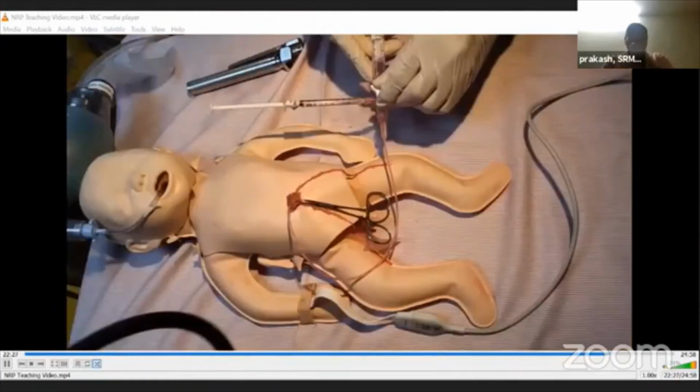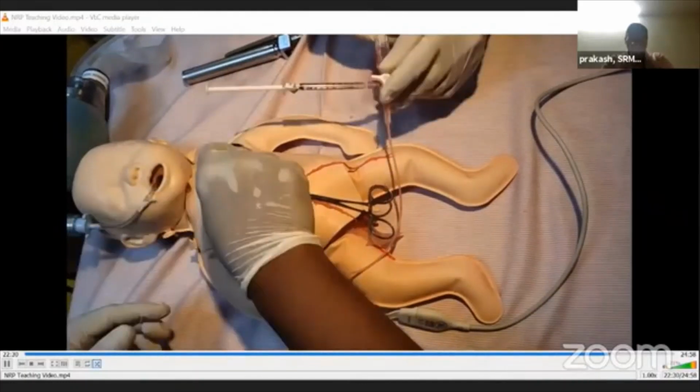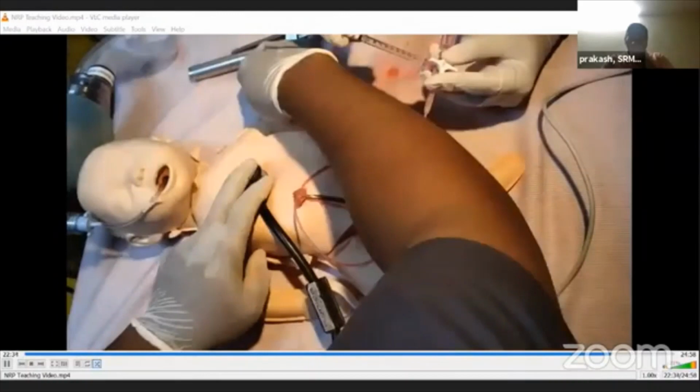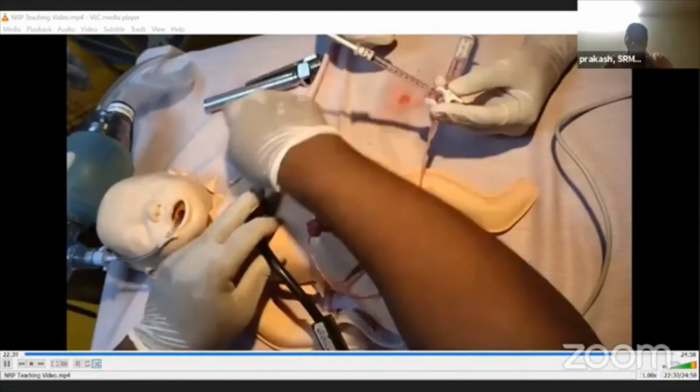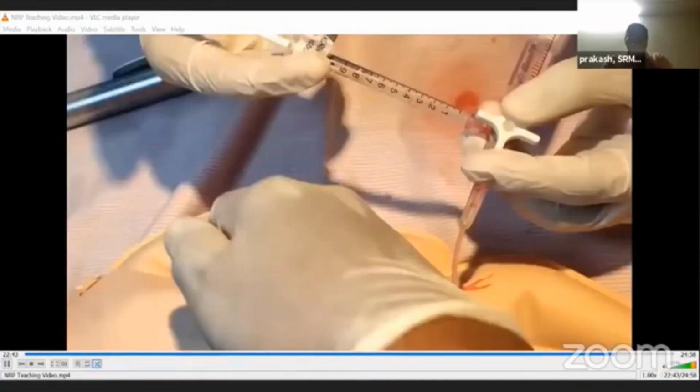So at the end of 1 minute, we are again going to reassess the heart rate, because even with chest compression the pulse oximeter is not picking up the signal, so heart rate could have improved. You could see that heart rate is about 40 again, so now we have decided to proceed with the drug administration.